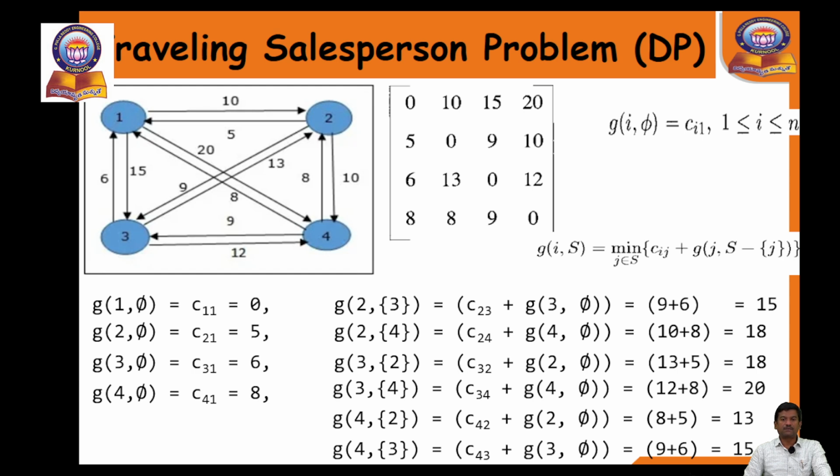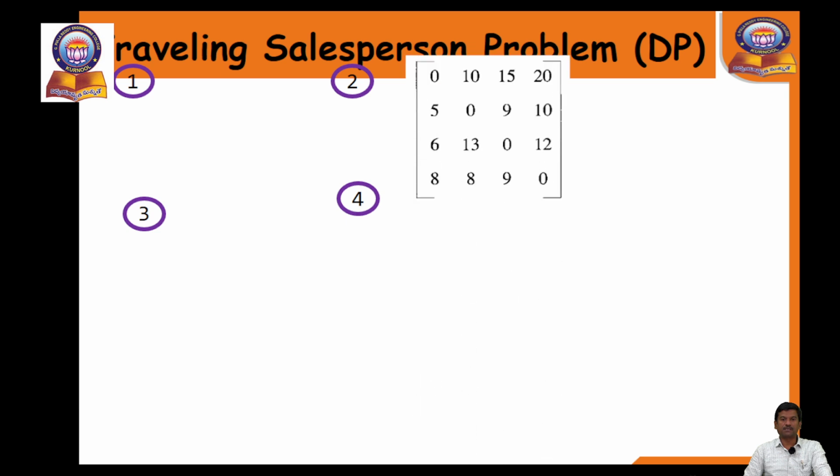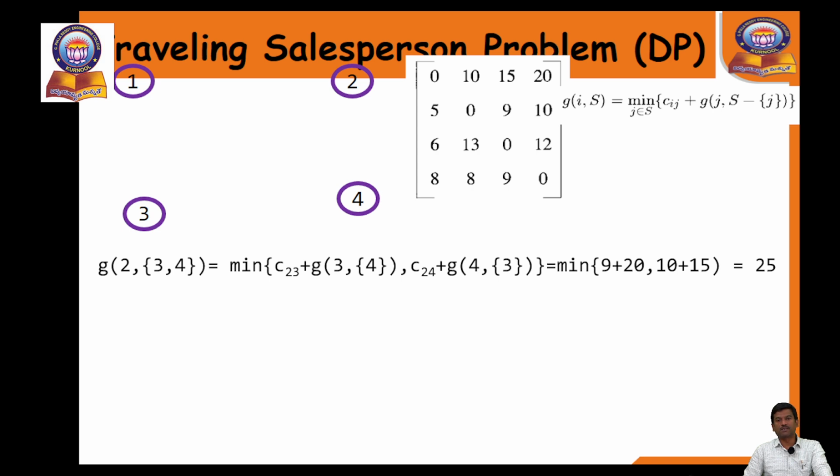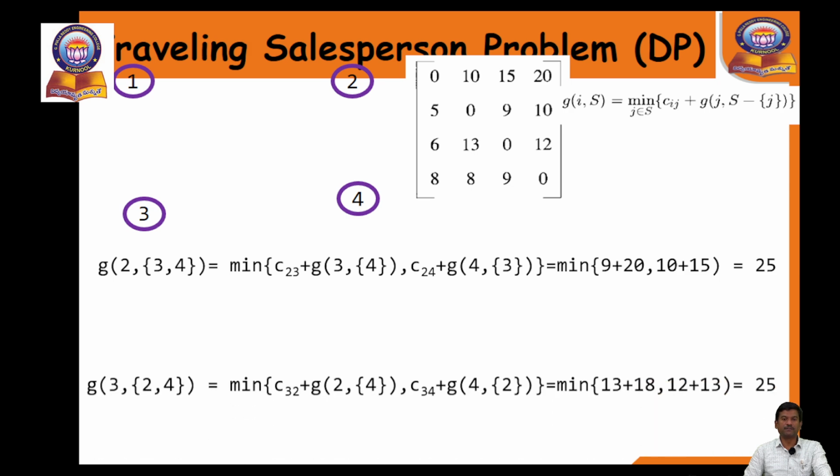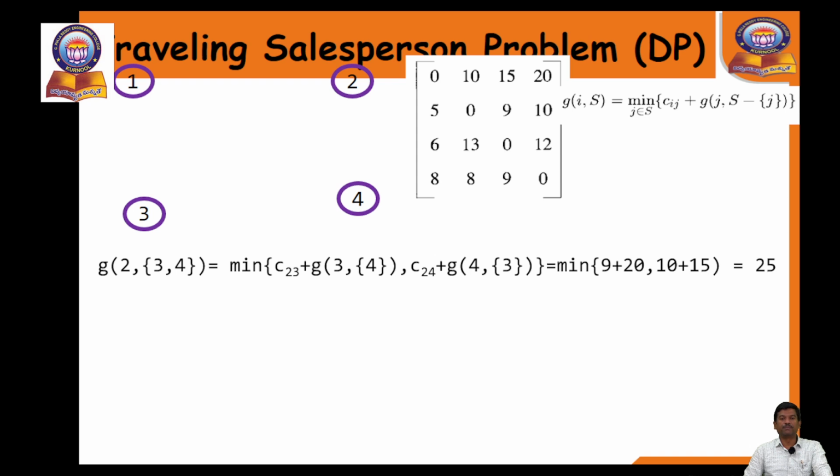The next step is, consider there are 4 vertices present, and so far the cost adjacency matrix and g of i comma s have been found. From 2, what are the various vertices that can be connected? From 2 we can connect to 3 and 4, and you find the minimum. If you substitute the value, minimum of Cij plus g of j comma s minus j, the i value is equal to 2 in the first part. When you consider 3, i value is equal to 2, j value is equal to 3, and in the next part take 4, that is g of 2 comma 4.